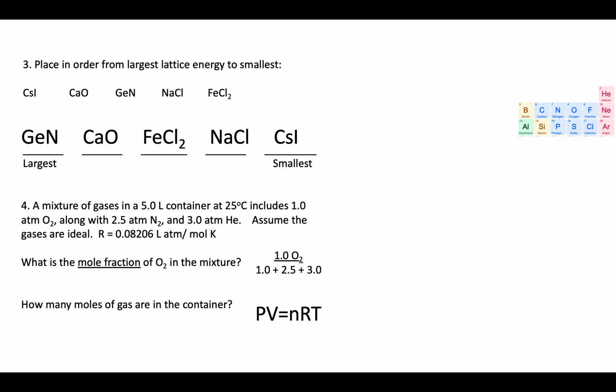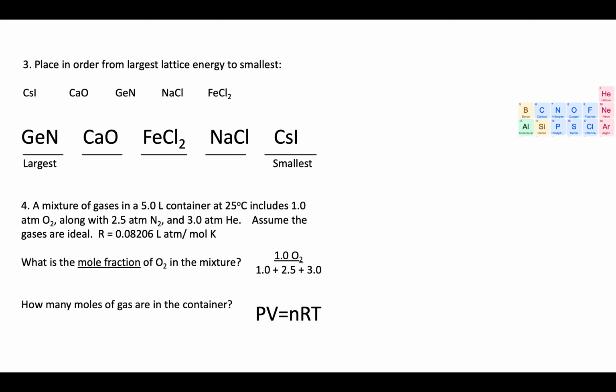Next one, looking at gases. If we want to look at the mole fraction, we could simply see how the number of particles present is proportional to the pressure. So we could look at the 1 atm of O2 relative to the total pressure. That would be one way you could get the mole fraction.